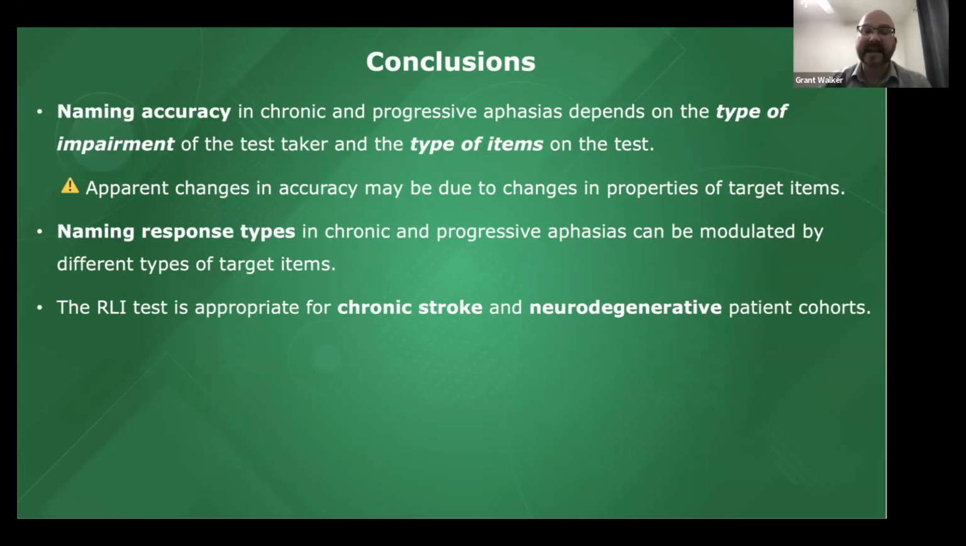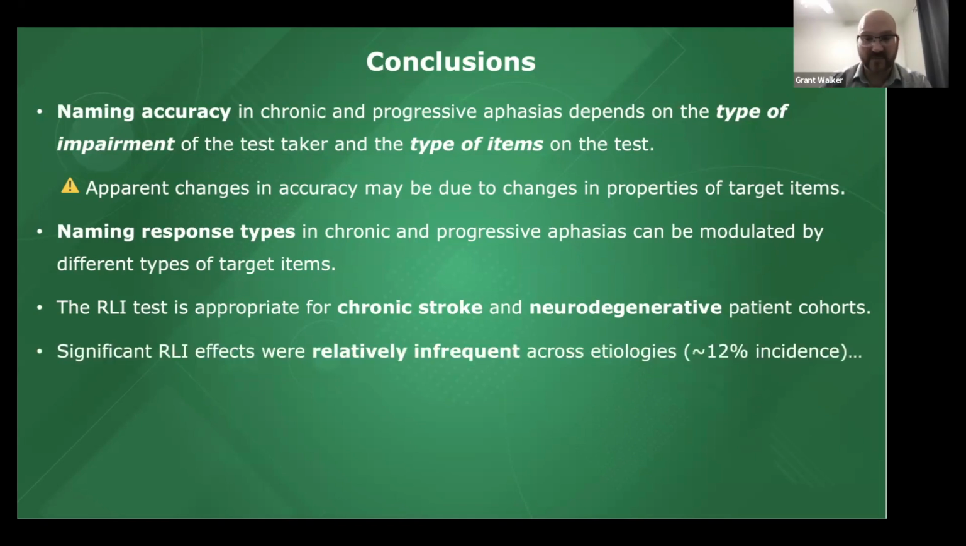We just recently had our first participant who was unable to complete the test, and it was somebody with behavioral variant FTD. But out of 108, 109 people, that's pretty good. Most folks found the test to be enjoyable even. Significant RLI effects were relatively infrequent across etiologies.